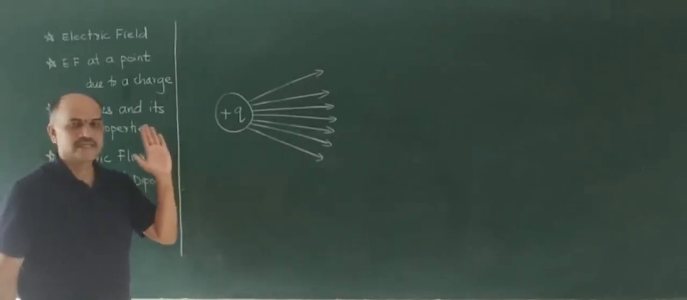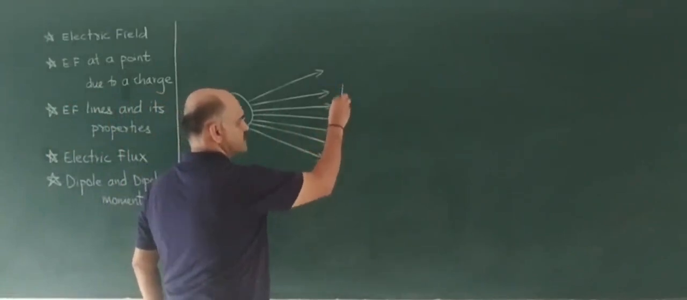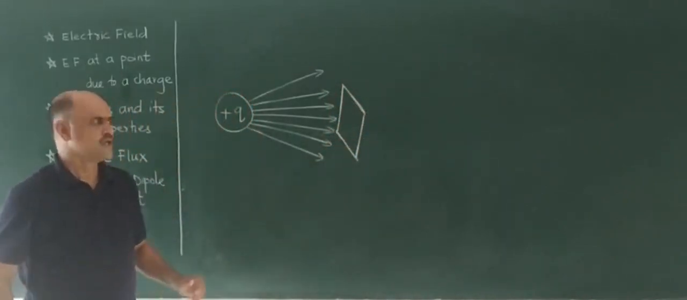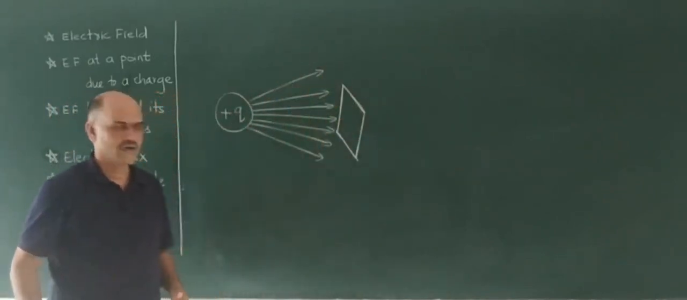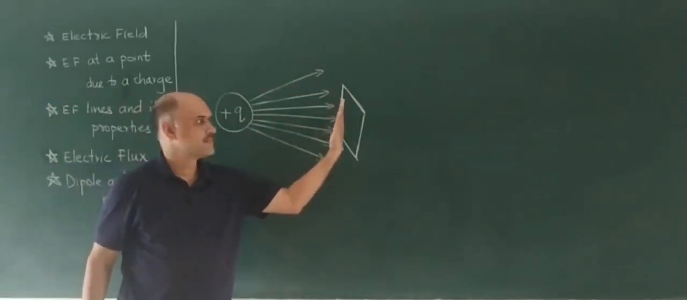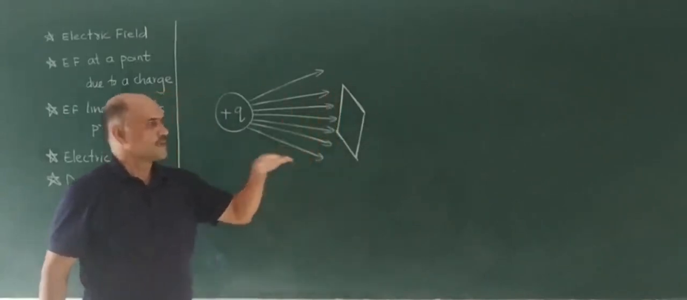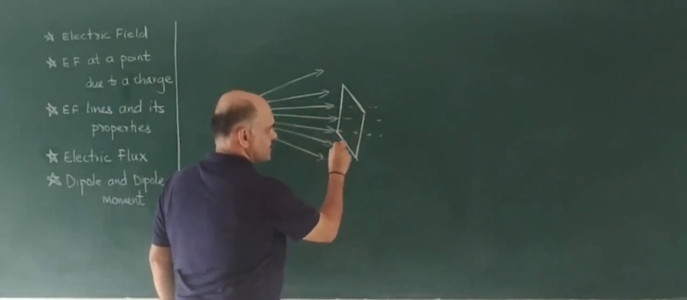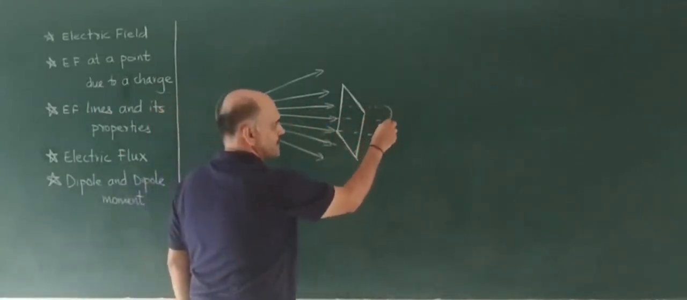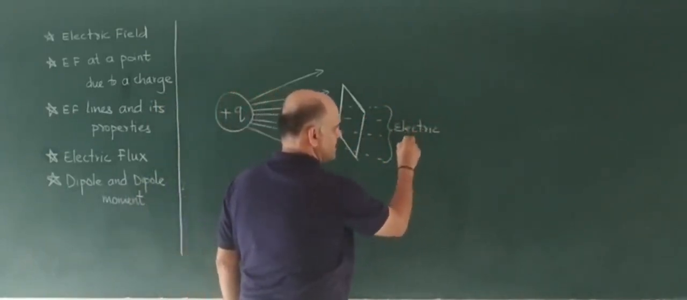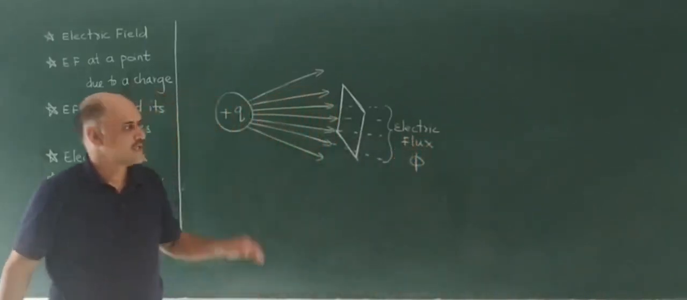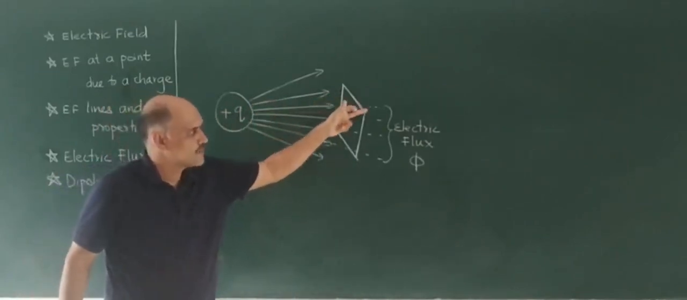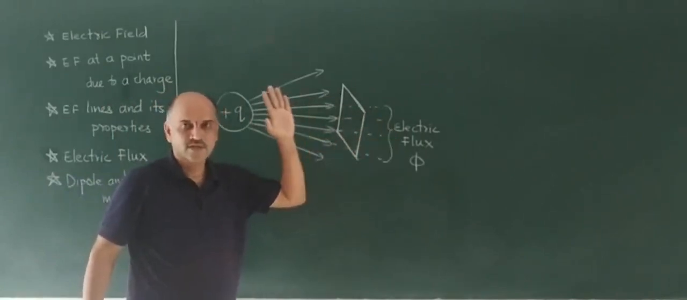Now imagine you are placing an area or a certain surface normal to this electric field line. You may think that these lines are passing through this surface. Or just imagine you are holding your notebook perpendicular to the board. The total number of lines which pass through that notebook, if you count all those lines, together we call it electric flux and it is denoted by phi. So the total number of lines passing through a surface held normal to these lines is what we call electric flux.